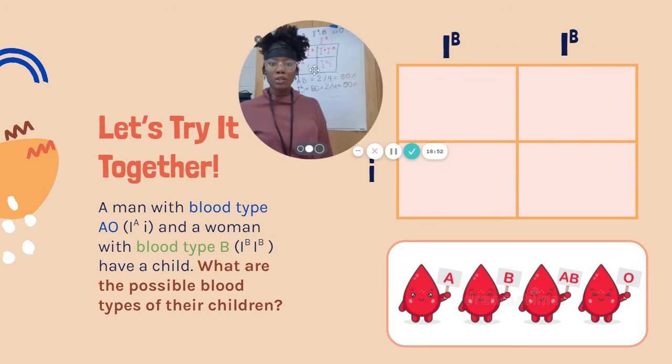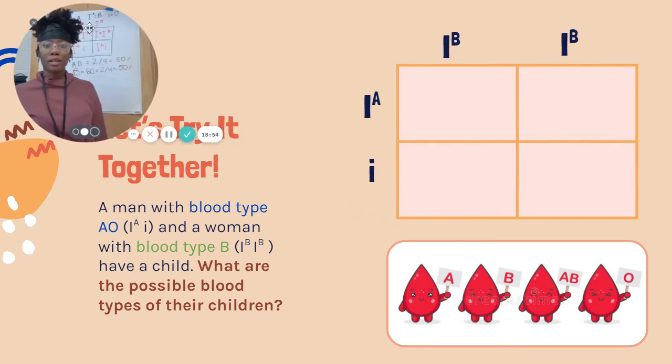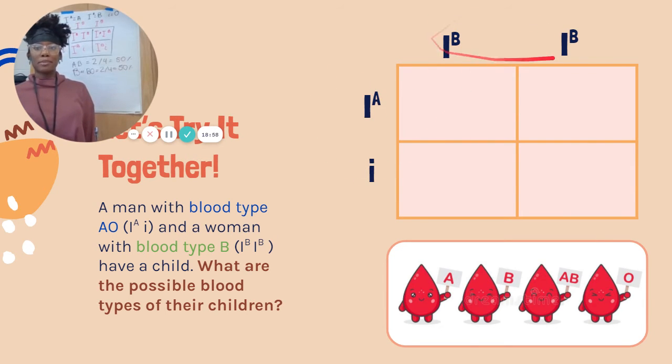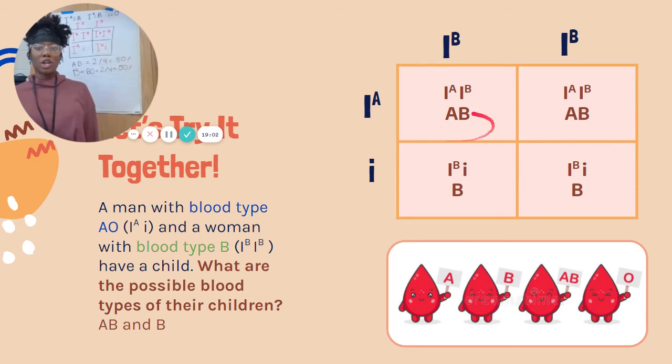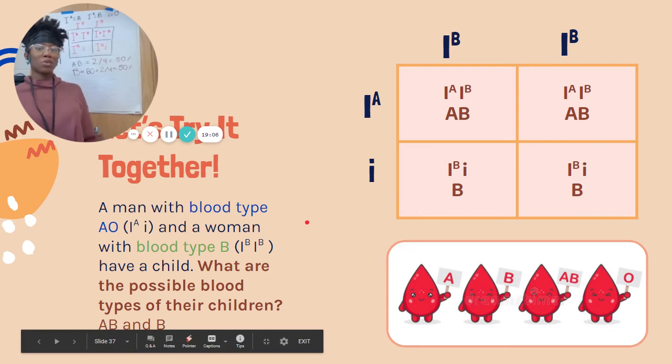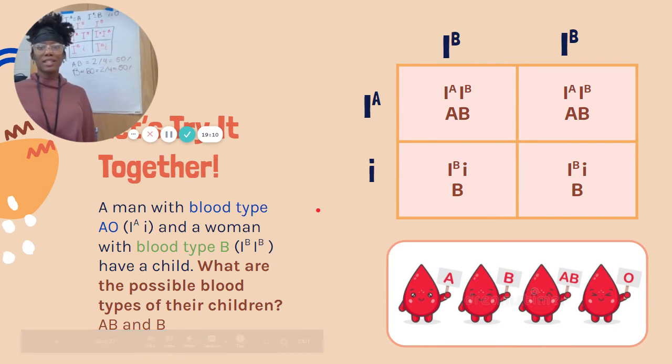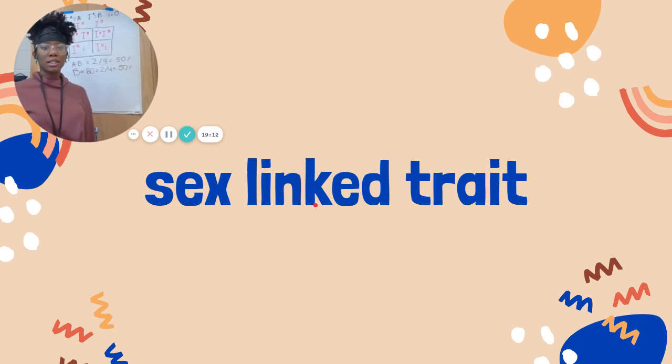Let's show what that looks like. So again, we put our parental genotypes. We fill in our squares. We determine what those phenotypes would be, and then we answer the question. So that's multiple alleles. All right, we're almost finished.